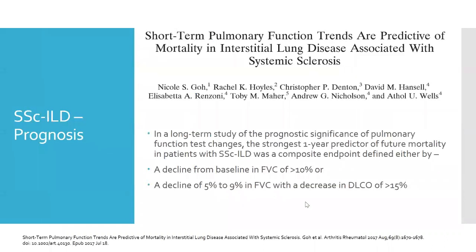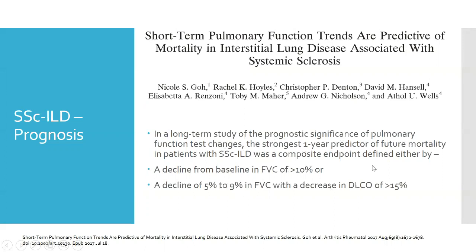Last couple slides on prognosis and mortality. As I mentioned earlier, things such as FVC and high-resolution CT scan early in the course of disease have prognostic utility. This study looked at PFT trends, and what they concluded basically was, in terms of prognostic significance, the PFT changes with the highest prognostic significance are a decline in FVC of more than 10%, or a decline between 5 and 9% with a concomitant decline in DLCO of more than 15%.